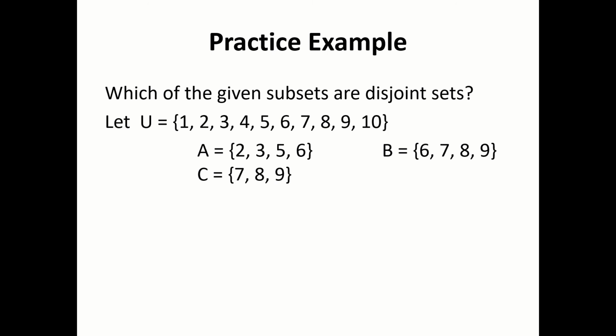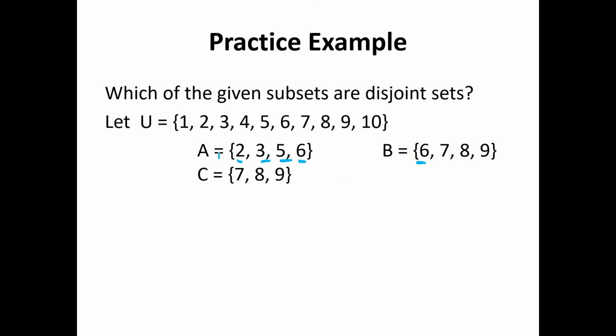So which of the given subsets are disjoint sets? Okay, that's our question. Remember, this is our universal set, and we have subsets here, which are A, C, and B. So let's try to compare A and B. If you will see A and B now, that's 2, there's no 2, 3, there's no 3, 5, there's no 5 in B, but there is a 6. Therefore, A and B are not disjoint sets because they have something in common.